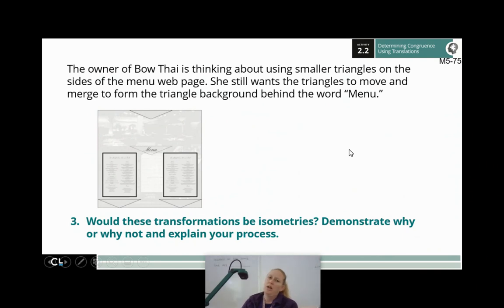Now, the owner of Bowtie is thinking about using smaller triangles on the sides of the menu web page. She still wants the triangles to move and merge to form that background triangle menu, right? We kept the same size and we just moved and merged them, right? They came over like, menu. But now she wants to do some smaller triangles along the sides of the menu page. Would these transformations, these smaller triangles, be isometries? Demonstrate or explain why or why not. Hit pause, jot down your thoughts, hit play to check your work.